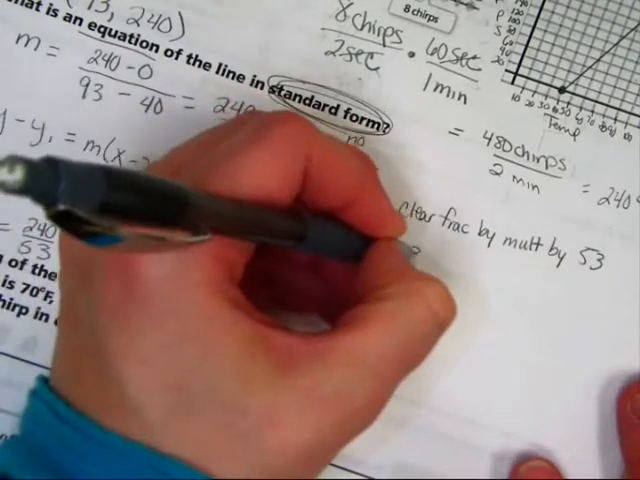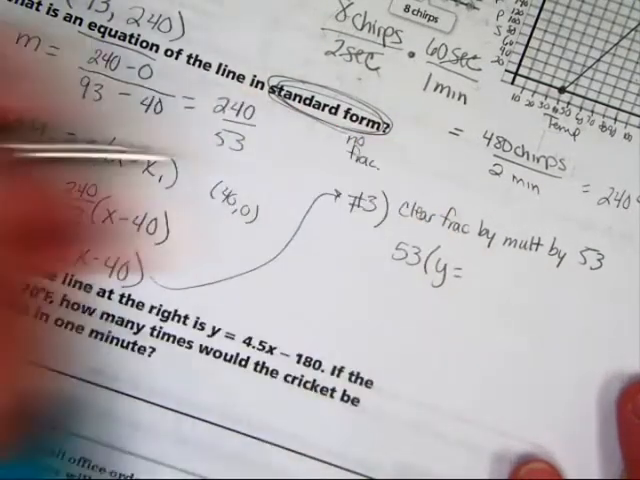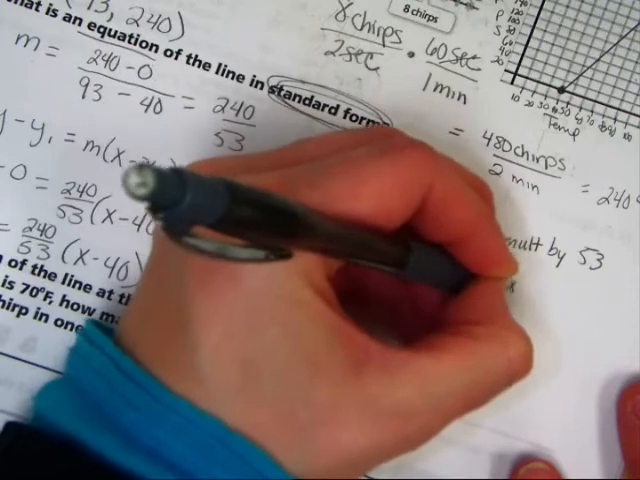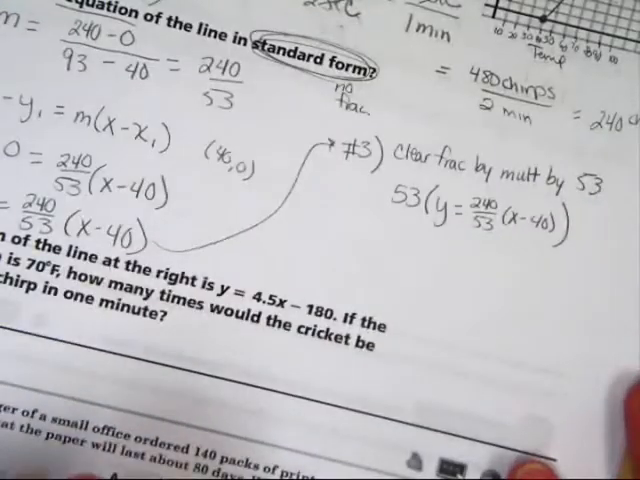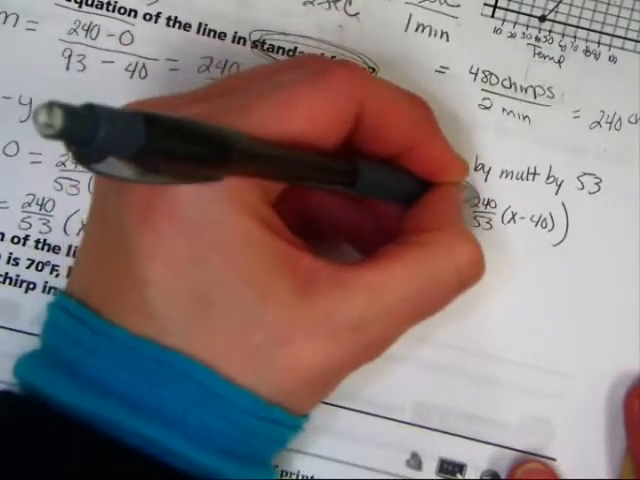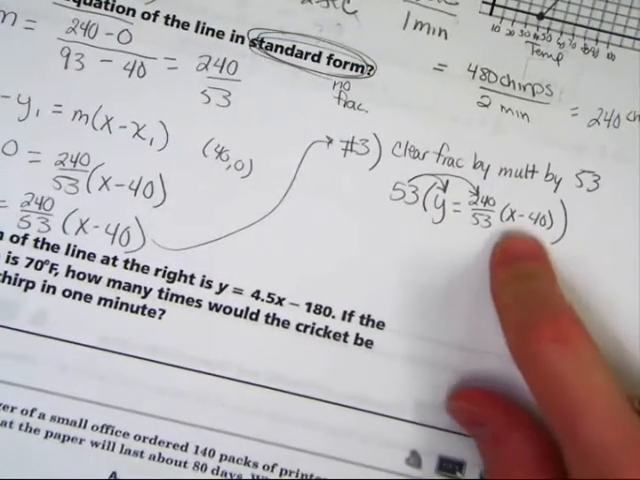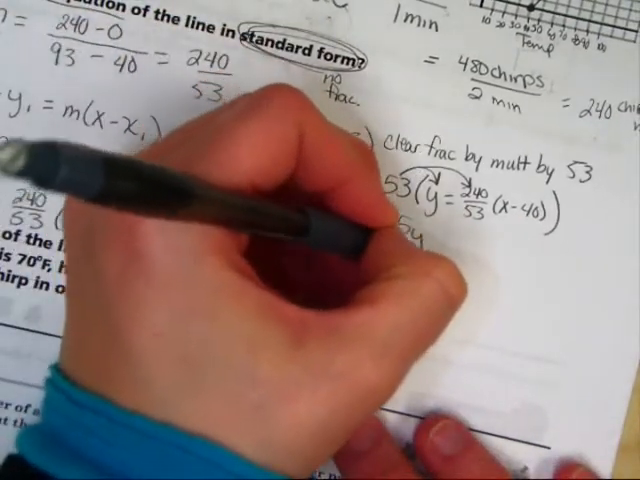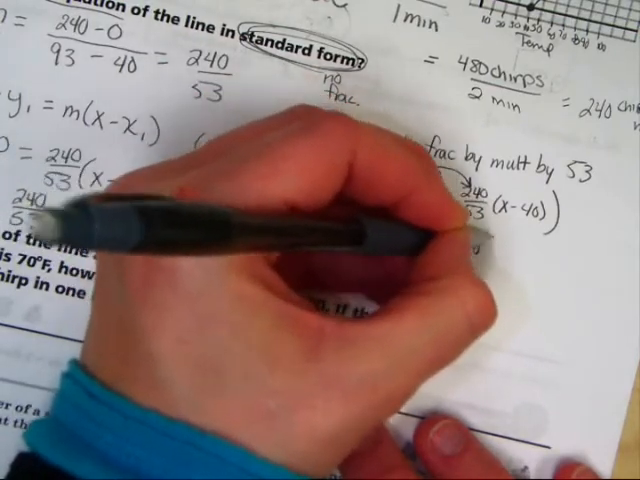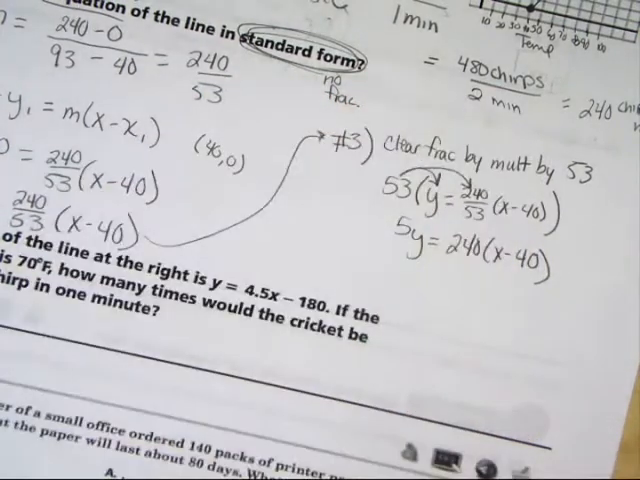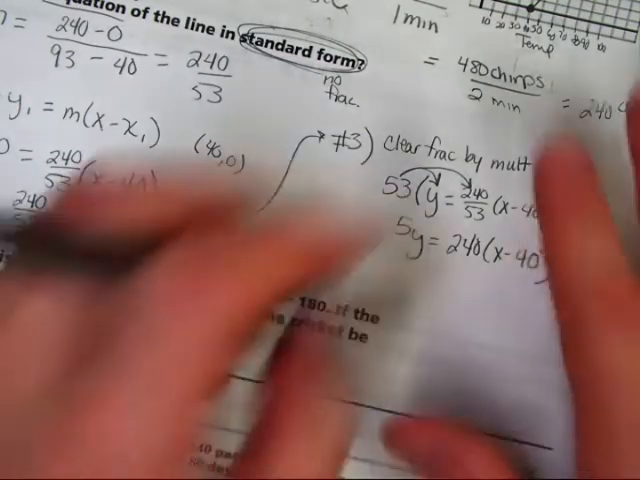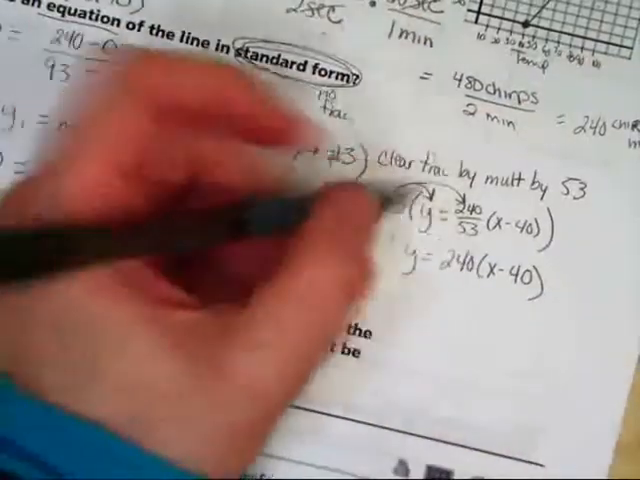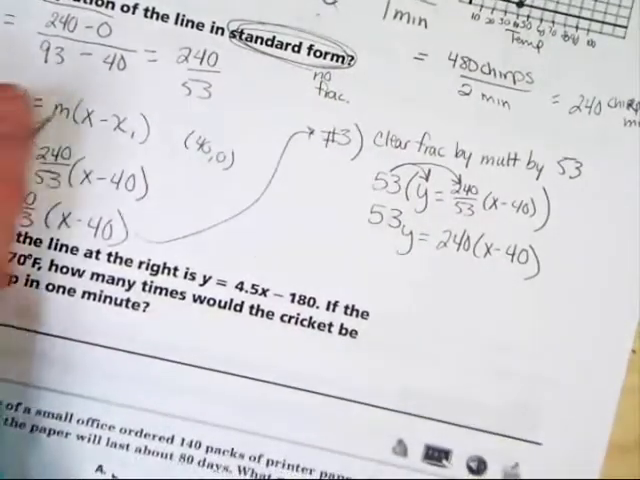So if I write a big 53 and a parenthesis in my equation, I can do that. The 53 will go to the y, and the 53 will go to the fraction. Since these are already in parentheses, I will not distribute inside the parentheses another time. I get 53y equals 240 times the quantity x minus 40. Look how nice that was to get rid of that fraction. And that should say 53y. Distribute in.